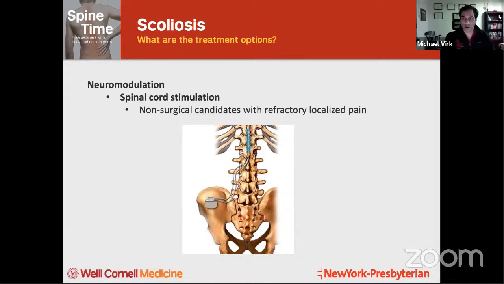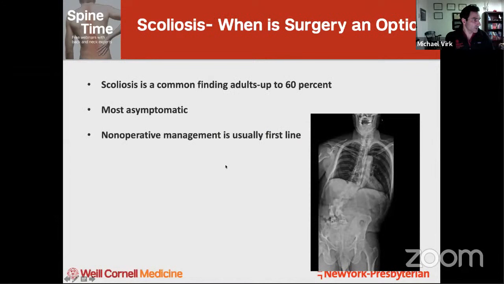Great. Dr. Fu, should we move over to you now and start introducing the surgical indications for treatment of scoliosis and what this looks like? Sure.